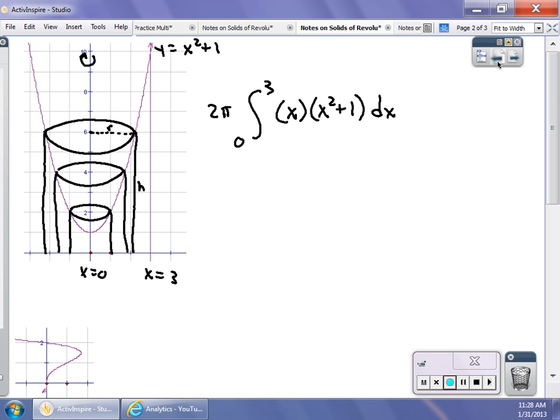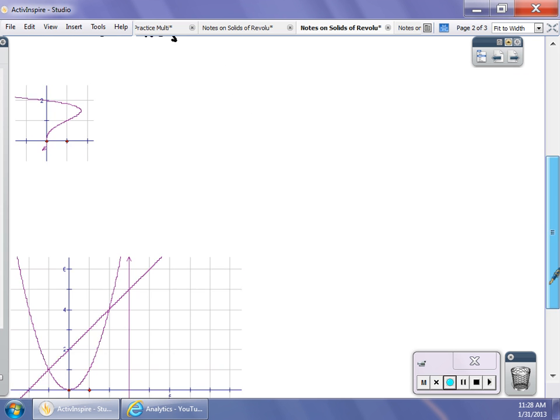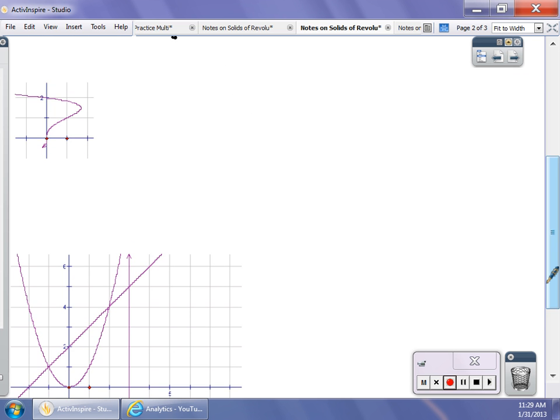I had another example. Oh, there it is. A couple more examples. Okay. In this next one, I'm going to give you kind of a wacky equation. This is going to be x equals 2y cubed minus y to the fourth, and it intersects at 0 and at 2. And in this particular case, I'm going around the x-axis.